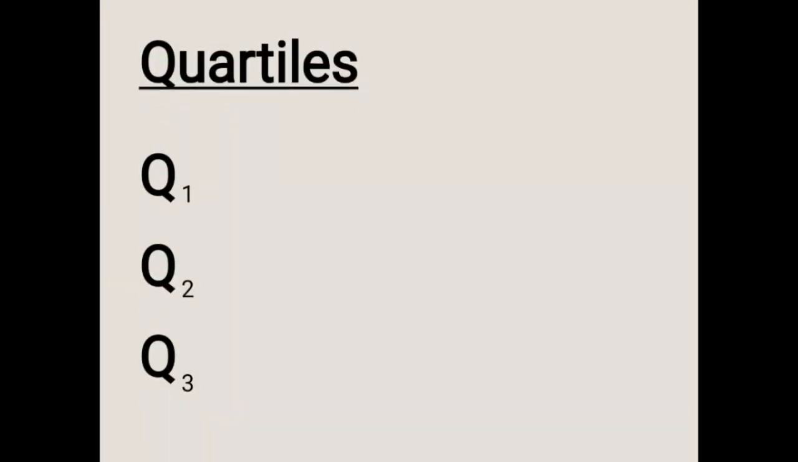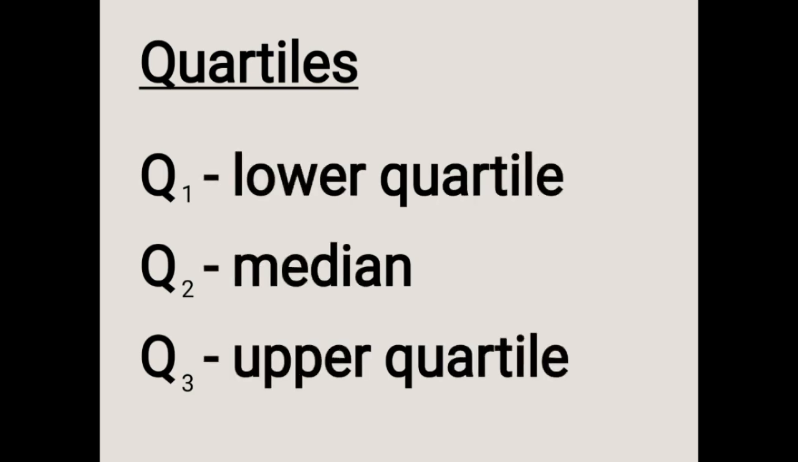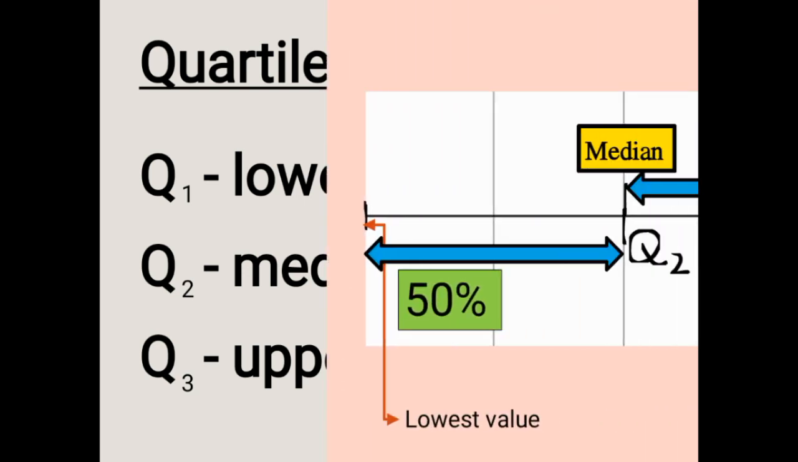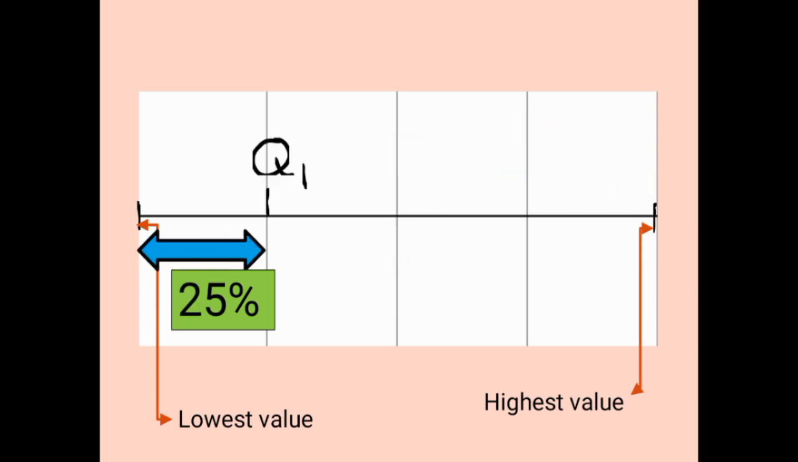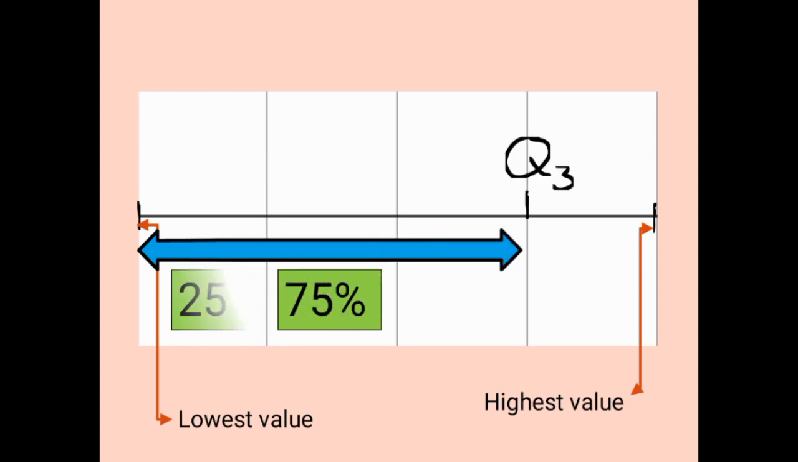The quartiles are Q1, Q2 and Q3. Q1 is the lower quartile, Q2 is the median and Q3 is the upper quartile. So if we take a look here, Q2 is the middle of the dataset, which is halfway through the dataset. Q1, the lower quartile, is 1/4 of the way through the dataset, that is 25%. Q3, the upper quartile, is 3/4 of the way through the dataset, that is 75%, if we look from the lowest value to the highest value.